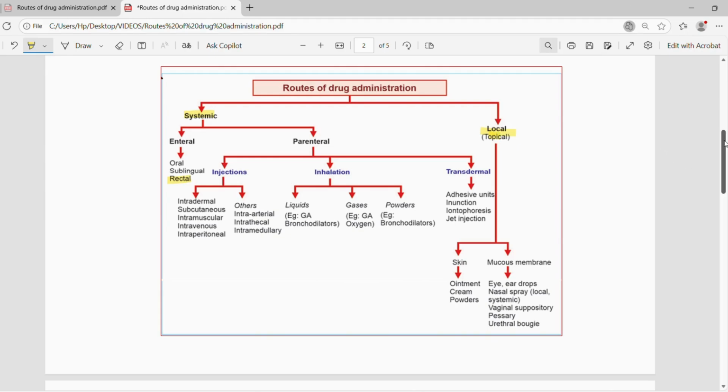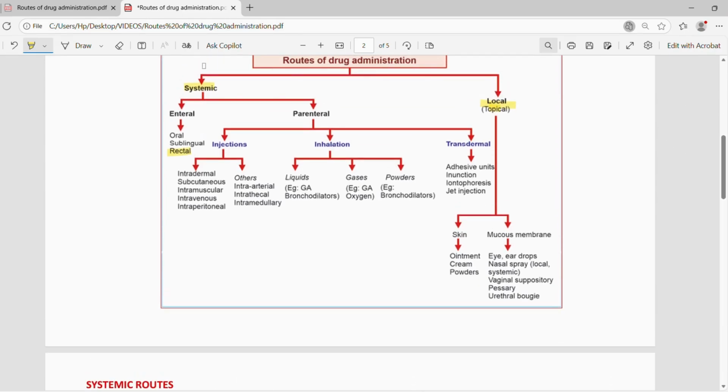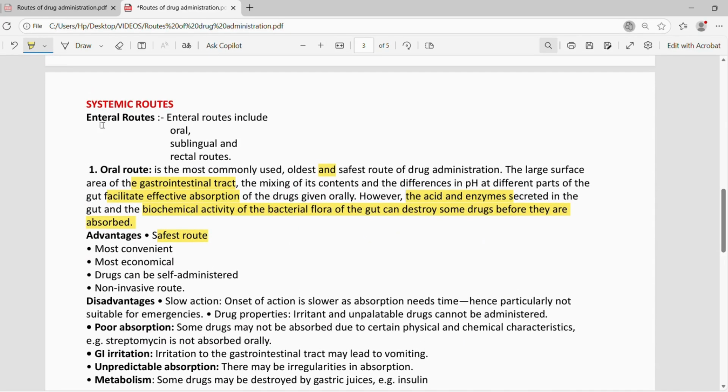And now we will see enteral. What do you mean by enteral and parenteral? Enteral is administration of the drug through the oral cavity, sublingually, or rectally. Parenteral means introduction of the drugs through injections, inhalations, or transdermal. So here are the enteral routes: oral, sublingual, and rectal.